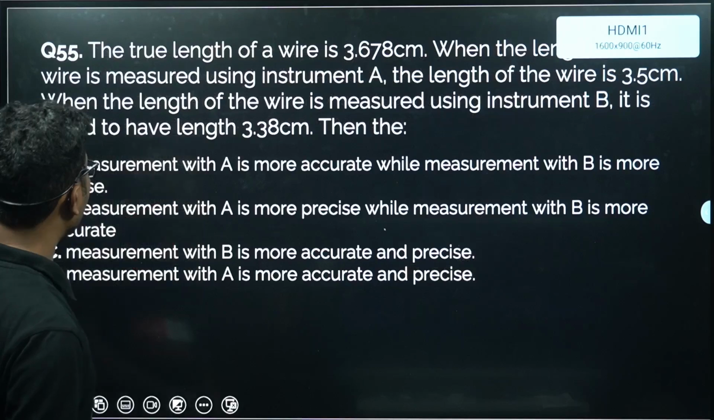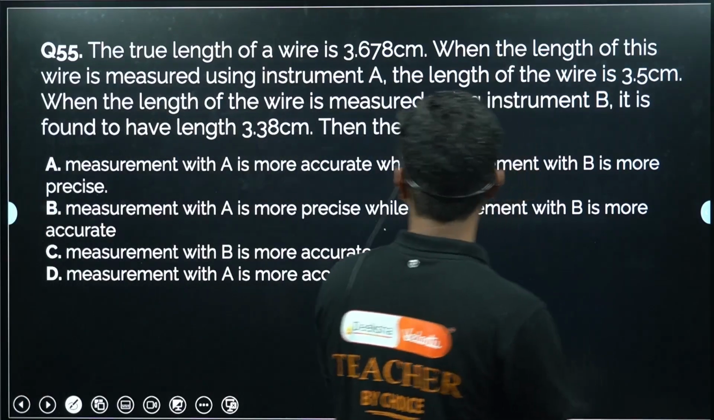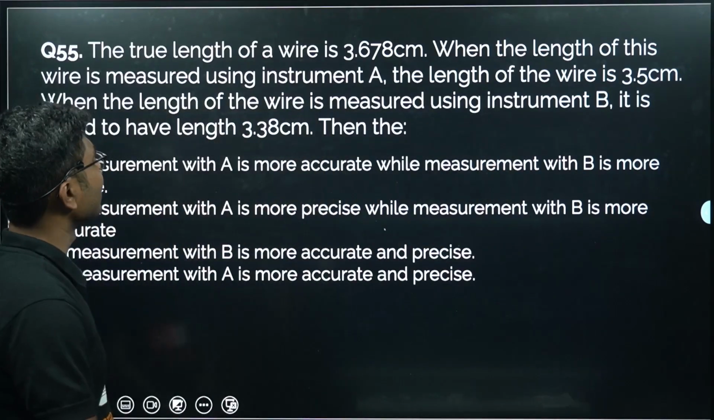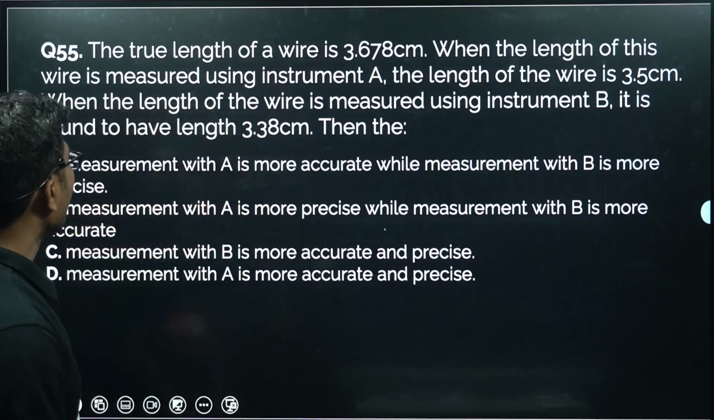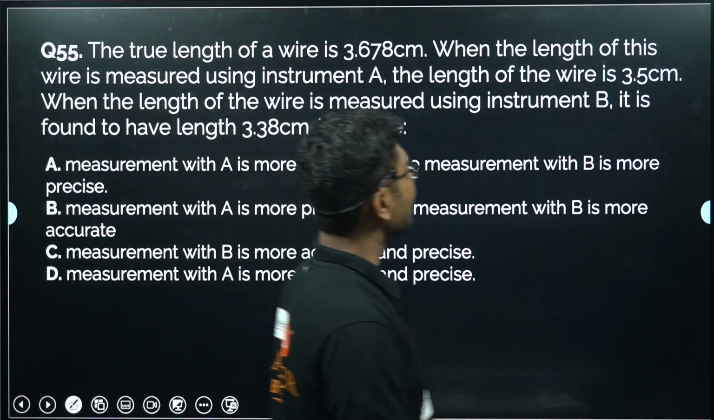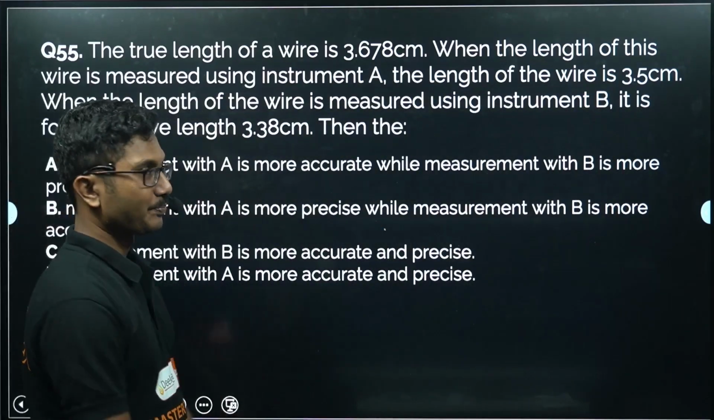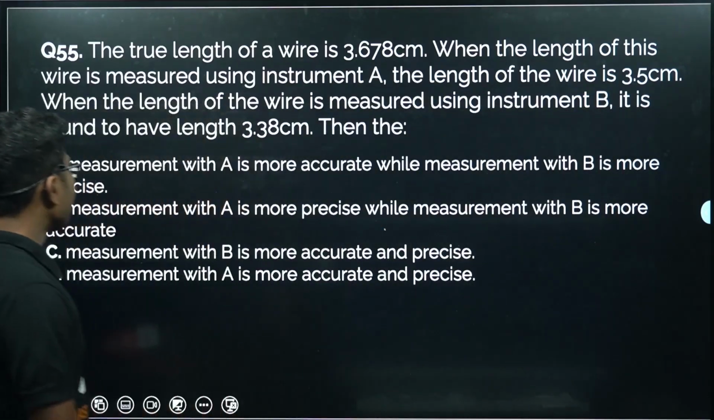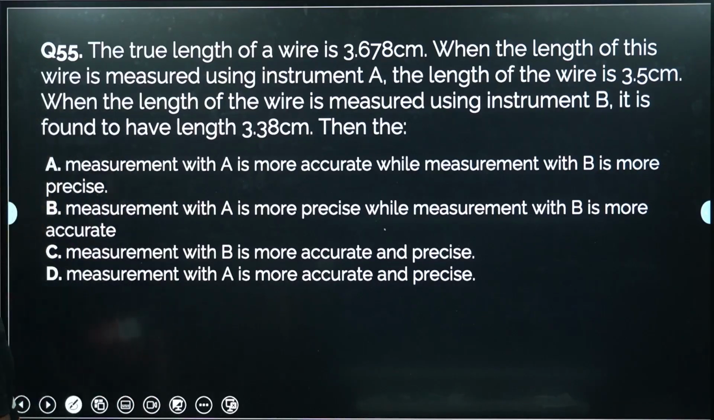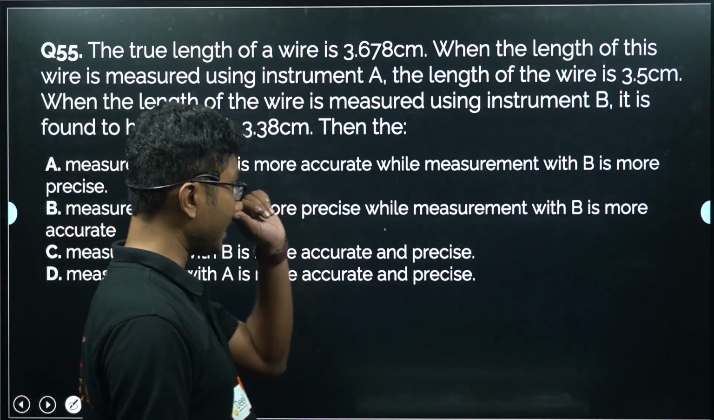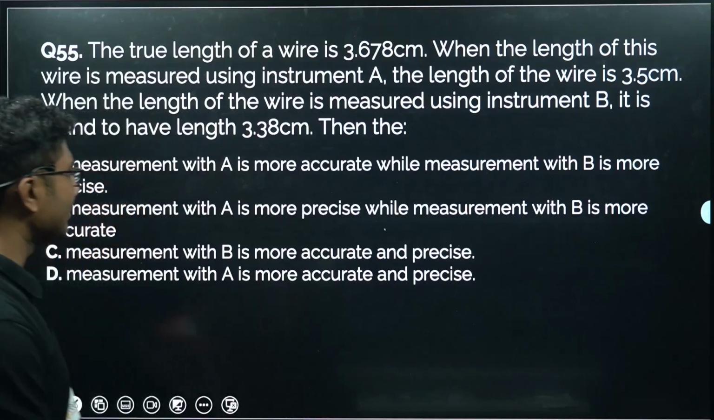Okay. Now, the true length of a wire is 3.678 centimeter. When the length of this wire is measured using an instrument A, the length of the wire is 3.5 centimeter. When the length of the wire is measured using instrument B, it is found to have length 3.38 centimeter. The given options are: measurement with A is more accurate, while measurement with B is more precise. Measurement with A is more precise, while measurement with B is more accurate. Measurement with B is more accurate and precise. Measurement with A is more accurate and precise.